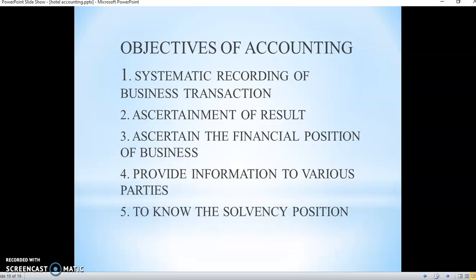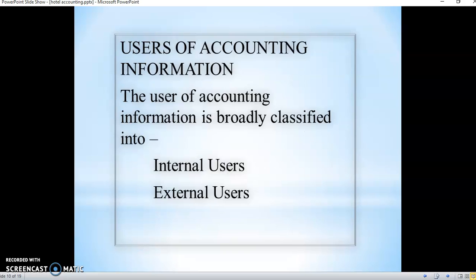So these are some of the objectives of accounting. Now next, who are the users of accounting? Basically, the users of accounting are broadly classified into two types. The first one is internal users, and the second one is external users. We will continue with this in the next video.